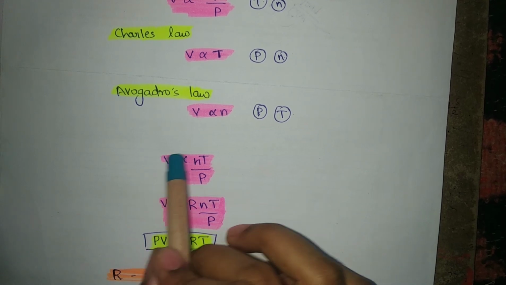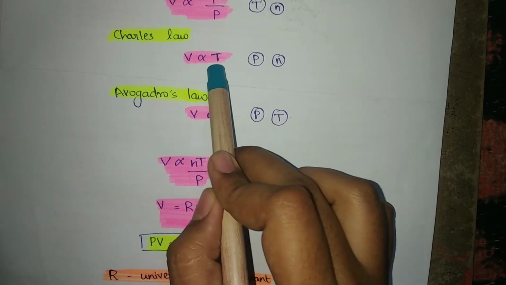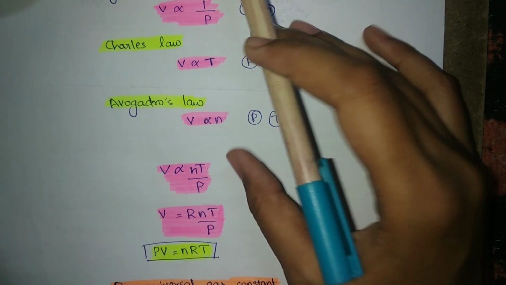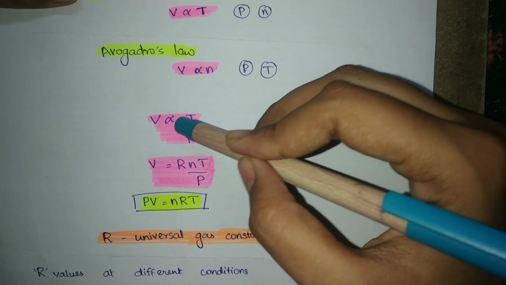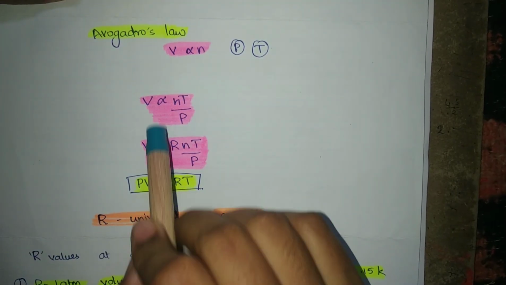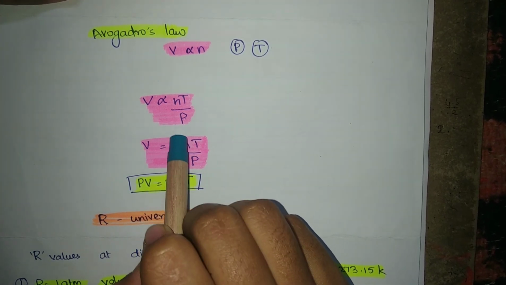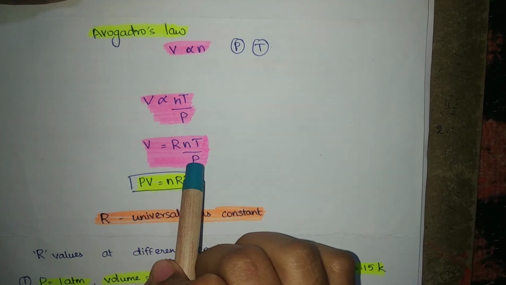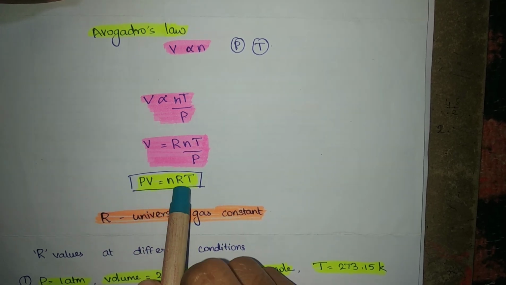So volume is directly proportional to number of moles, volume is directly proportional to temperature, and volume is inversely proportional to pressure. Combining all the three laws, we get volume is directly proportional to nT by P. If we remove the proportionality symbol, we can introduce a constant. Here I am introducing a universal gas constant, that is R. So PV is equal to nRT. As P comes to the opposite side of the equation, it will multiply with V. So PV is equal to nRT.